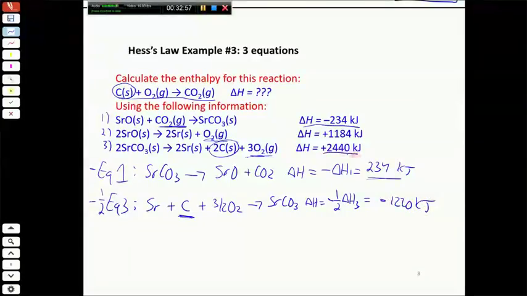So we're taking this number, positive 2440. We're flipping the sign because we flipped the order of the reactants and products, and we're multiplying it by 1/2 because we multiplied all the coefficients by 1/2.